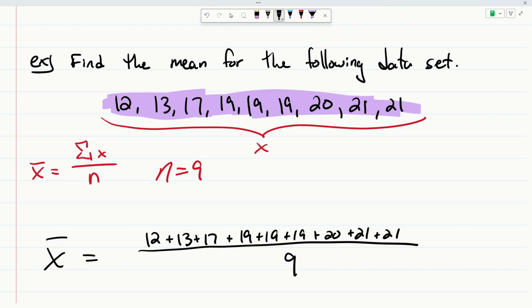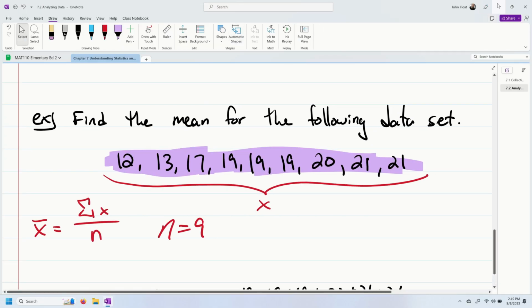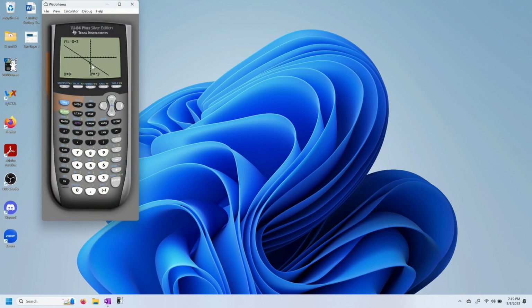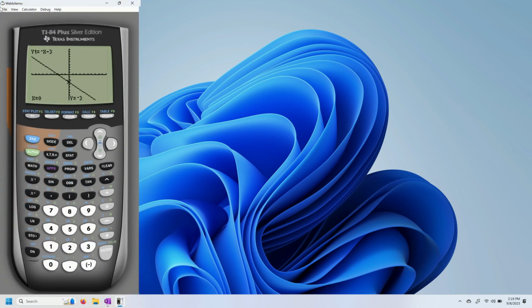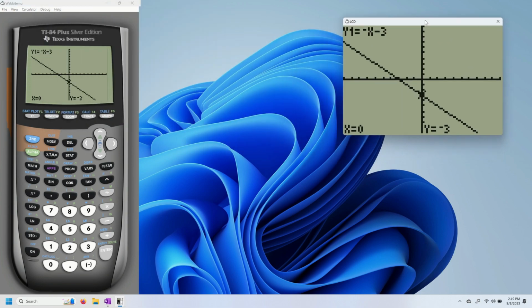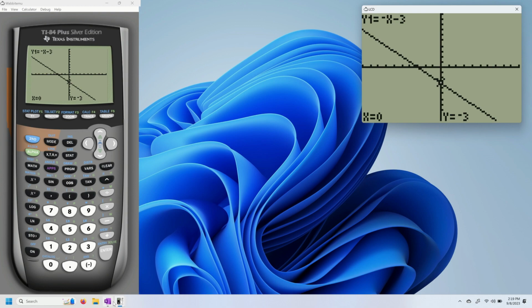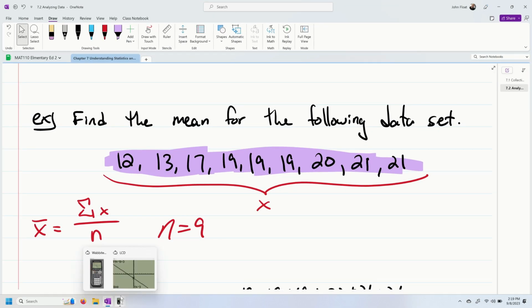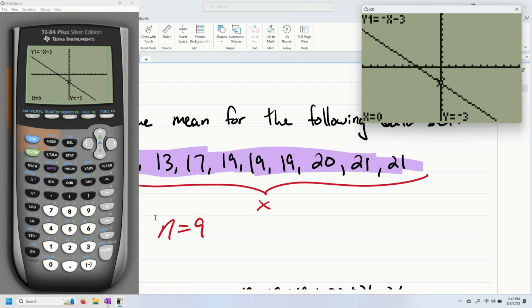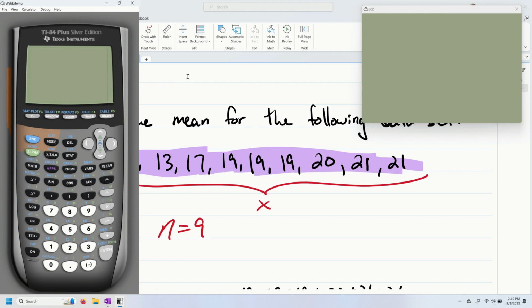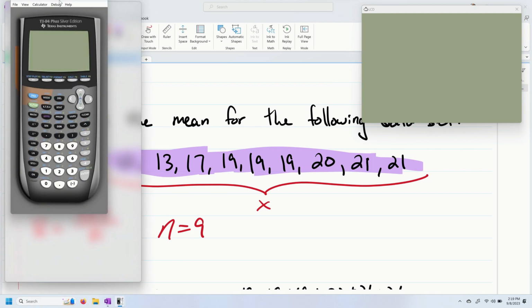So I'm going to get out my calculator here. Let's see if I can do this real quick. Try to maximize this and get the screen here. There we go. Now I'm going to have to click on each one of these again. All right. So let's go ahead, let's add them up. I already forgot the numbers. 12, 13. Okay, there we go.